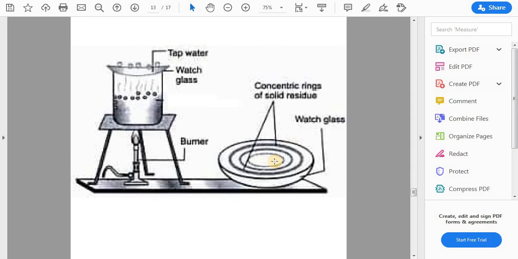Tap water, river water and well water contain dissolved solids, but rain water and distilled water do not contain dissolved solids. That's why, in absence of distilled water, laboratories can collect rain water and use that. So the concentric rings cannot be found in case of rain water or distilled water because they do not contain any dissolved solid. If you take rain water or distilled water in the watch glass and evaporate, you won't find any concentric rings over here.